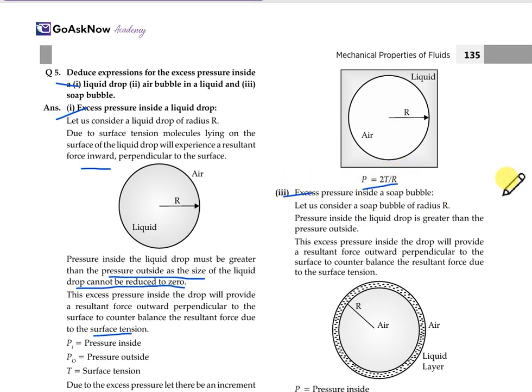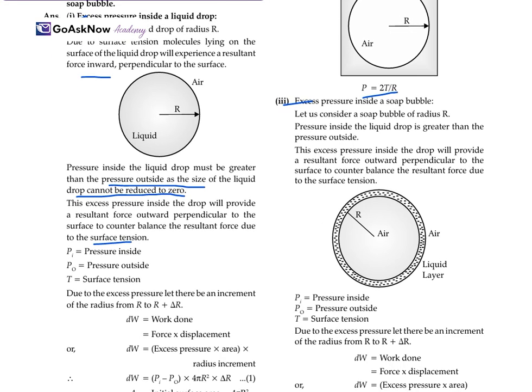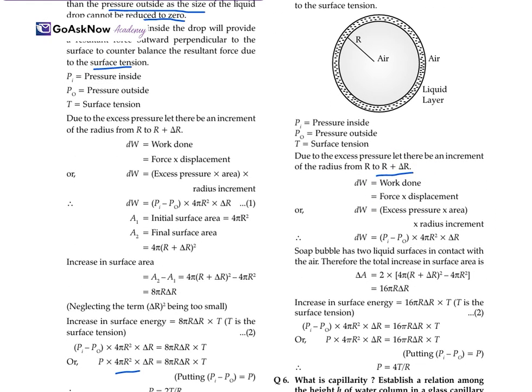Now, third is the excess pressure inside the soap bubble. Here the condition is different. Let us consider a soap bubble of radius r, where the pressure inside is greater than the pressure outside. The excess pressure inside will provide the resultant force outward, perpendicular to the surface, and counterbalance the resultant force of the tension. So Pi is the pressure inside, Po is the pressure outside, T is the surface tension. Due to the excess pressure, there will be an increment from R to R plus delta R. So dW is equal to work done, force into displacement. Here dW will be equal to (Pi minus P0) into 4 pi r square into delta R.